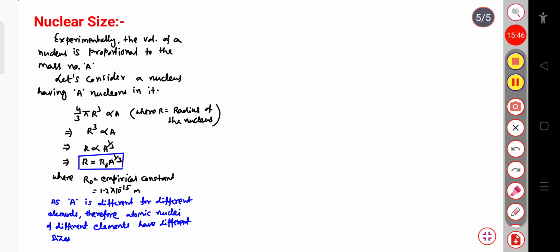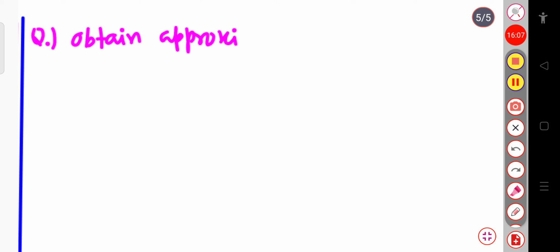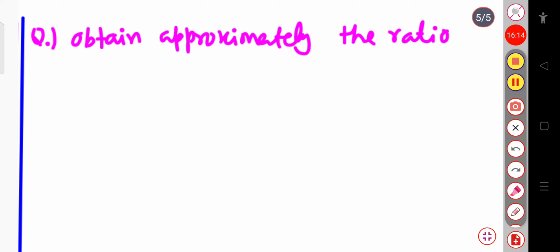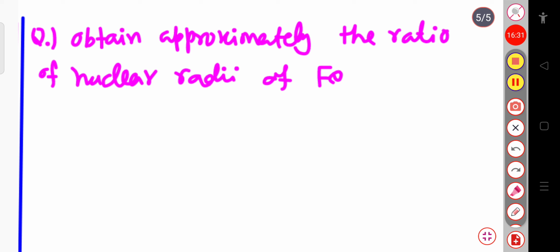So let us solve a question. The question is: obtain approximately the ratio of nuclear radii, that is, the radius in plural form, of ferrum, that is iron, 26, 56, in the ZXA form, that is ferrum 56, and 92 uranium 238.